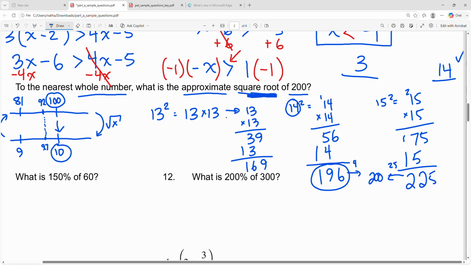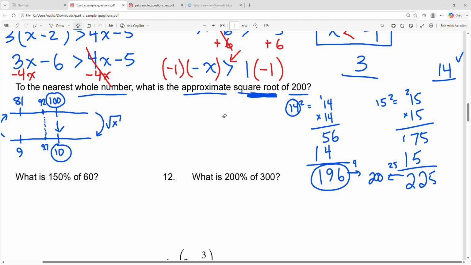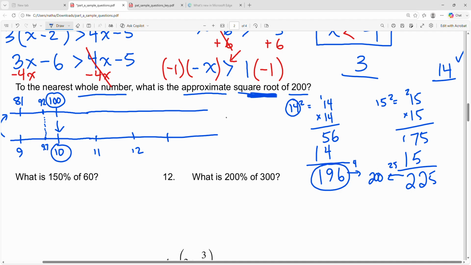And in order to see this, let's get rid of 13. That wasn't really very close. So let's just extend this number line here a bit, okay? Just in case this helps you to see why this makes sense. Okay, so there's 10, there's 11, there's 12, 13, 14, and 15.